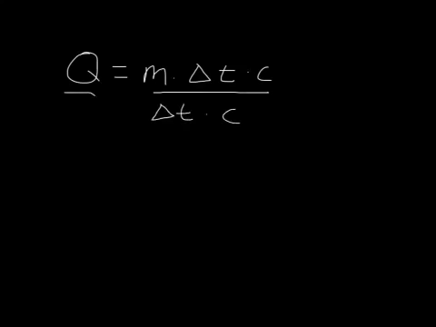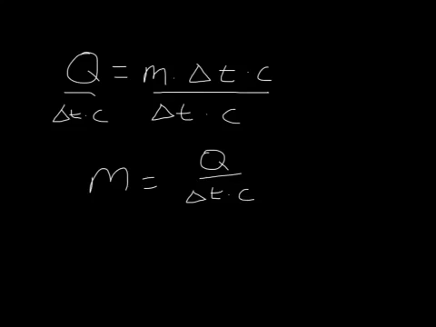So the equation is Q equals M times delta T times C, where the triangle means delta. You're going to divide both sides by delta T times C, and M is going to equal Q divided by delta T times C, which means mass is going to equal thermal energy divided by the change in temperature times the specific heat.